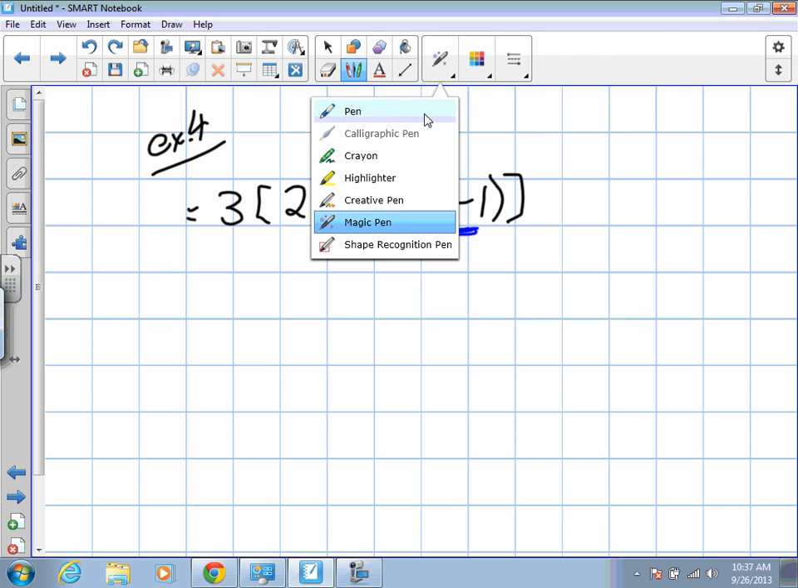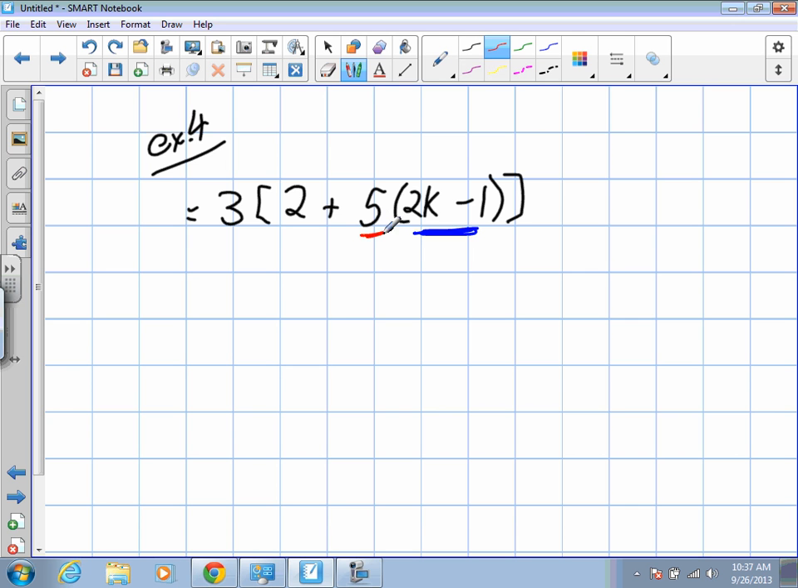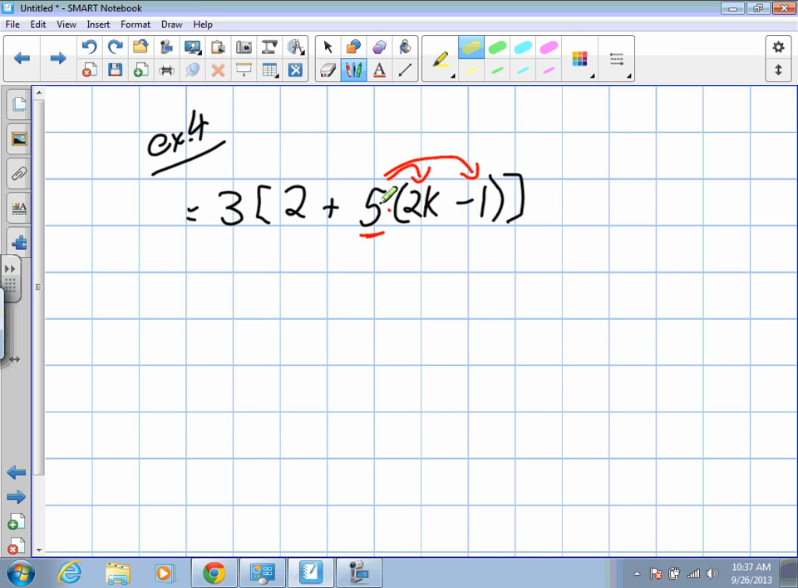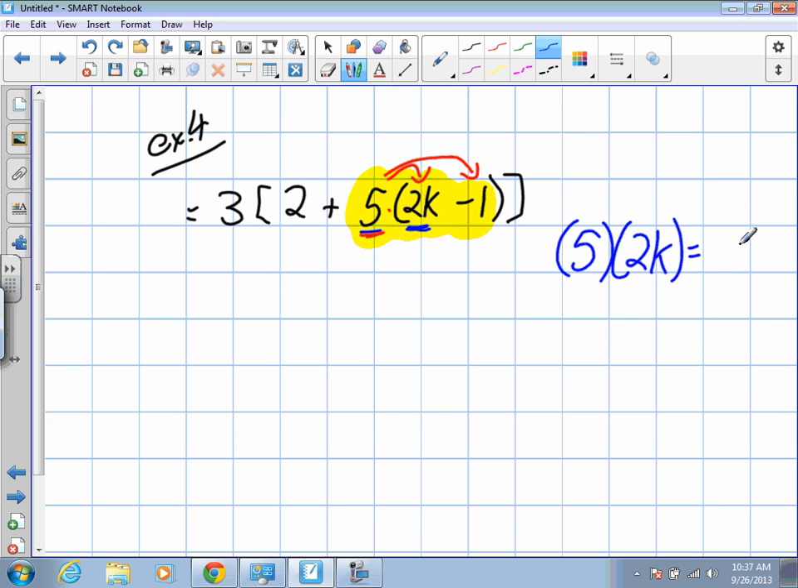I've got to multiply them both by 5. So in order to replace all of this, I'm going to highlight all of this. All of this is going to be replaced by our distributive property. So the first set is 5 times 2k. I'll write that over here. 5 times 2k will equal what? 10k. Excellent. 5 times negative 1 will equal what? Negative 5. Good.